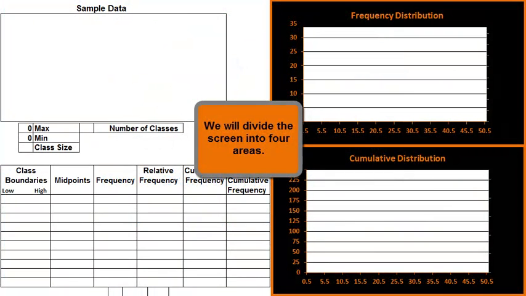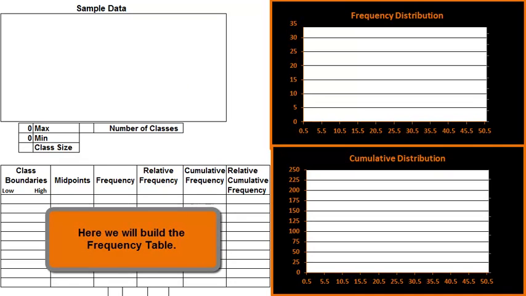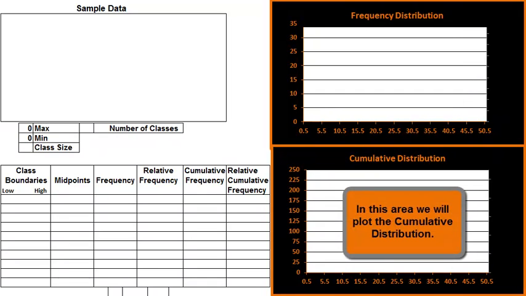We will divide the screen into 4 areas. Here, we will generate 225 random numbers. Here we will build the frequency table. We will plot the frequency distribution in this chart. In this area, we will plot the cumulative distribution.